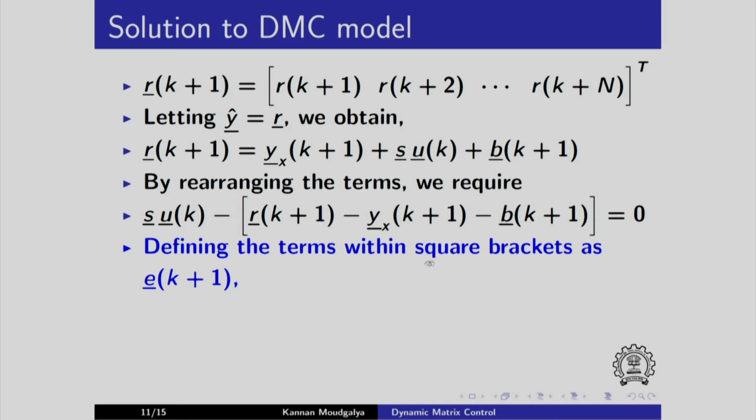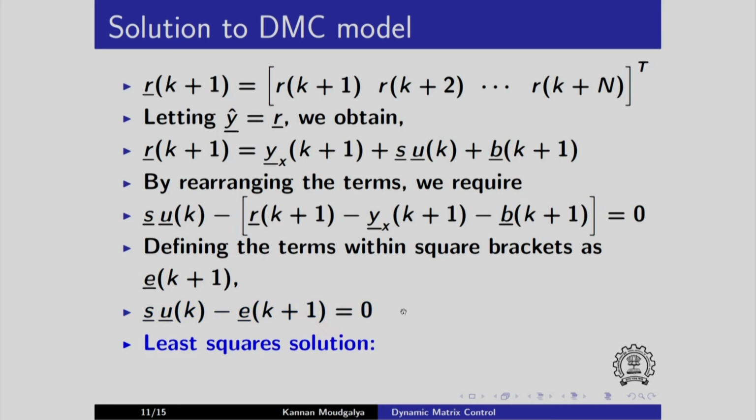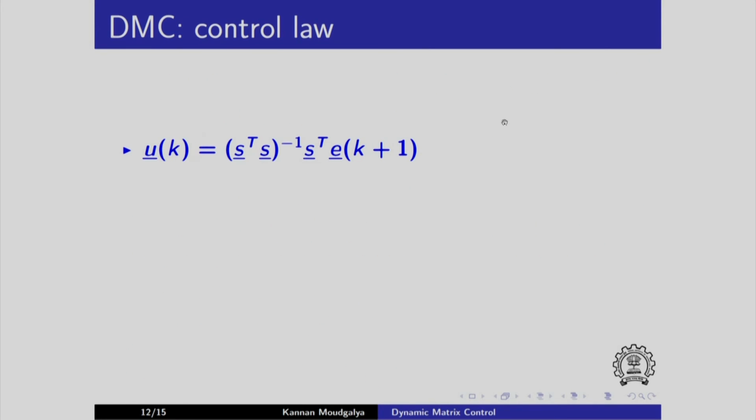Let us define the terms within the square brackets as E underscore. So I get this equation. And because this is a tall matrix, it does not have an exact solution. We can only get least squares minimization. So here is the least squares solution. It is given by the standard expression. Here is the DMC control law.